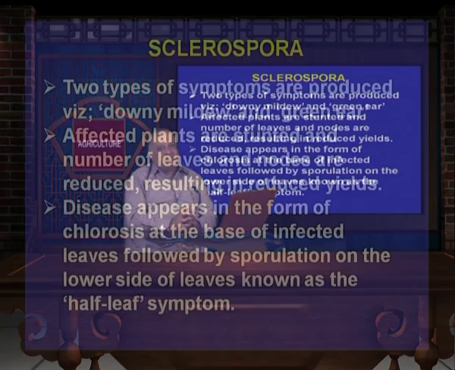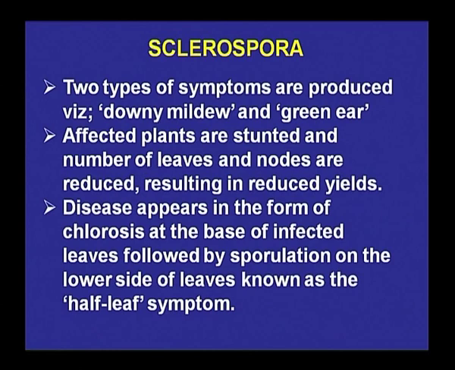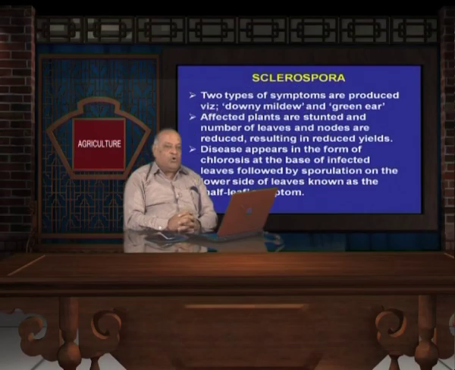The affected plants, when they grow again, show stunting, that is the shortening of the plants in comparison to their healthy counterparts, and the number of leaves and nodes are reduced, resulting in reduced yields. Disease appears in the form of chlorosis at the base of infected leaves, followed by sporulation on the lower side of leaves, known as the half leaf symptom. This half leaf symptom is the characteristic feature of downy mildew in pearl millet.